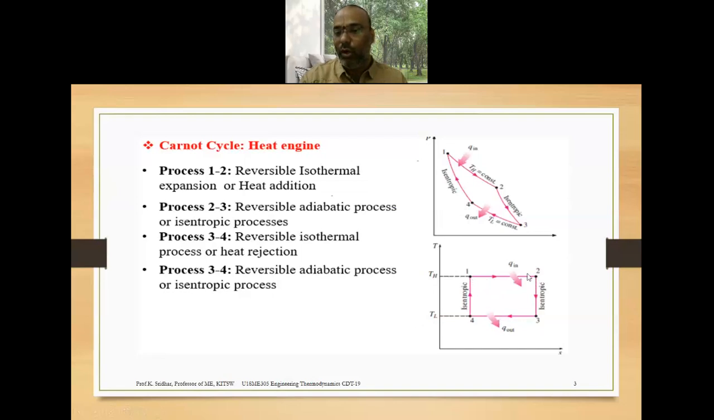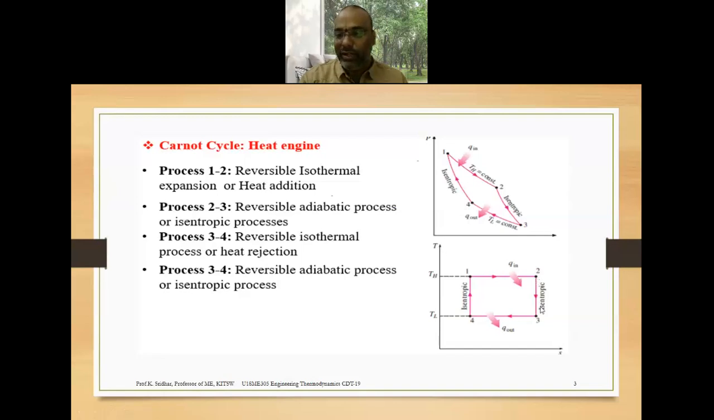Whether it is the 1 to 2 process or the 3 to 4 process, these two are carried out at constant temperature. That's why they are known as isothermal processes, and we assume they take place reversibly. So these two are reversible isothermal processes. The same thing I have represented here. Process 1 to 2 is a reversible isothermal expansion, or heat addition, and 3 to 4, exactly the reverse, is a reversible isothermal compression process, or the heat rejection process.